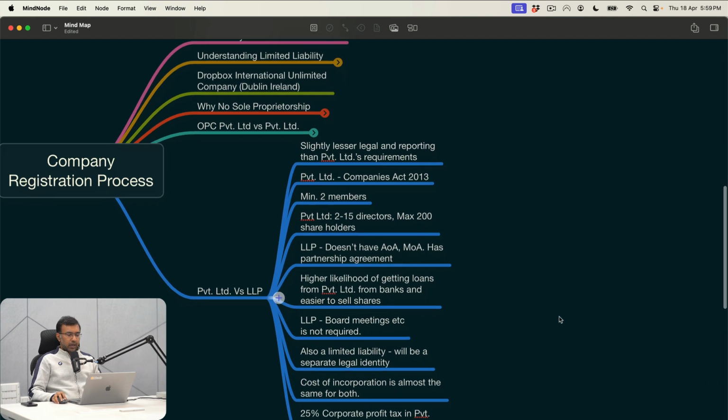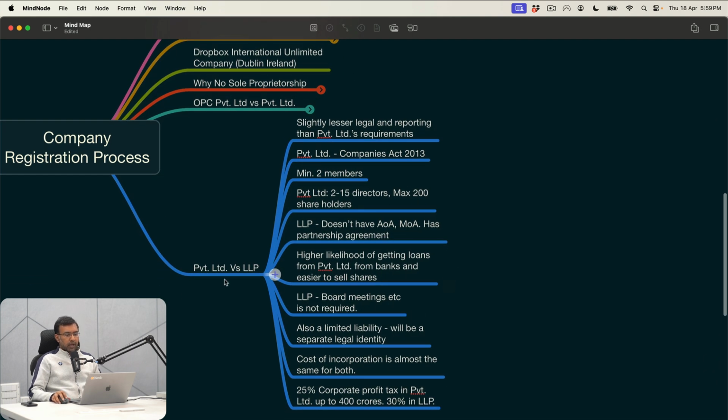Private limited versus LLP, right? So again, the differences are very little. LLP has less compliance requirements. For example, you don't need to do an annual general body meeting or anything like that. It is also slightly cheaper to register the company.